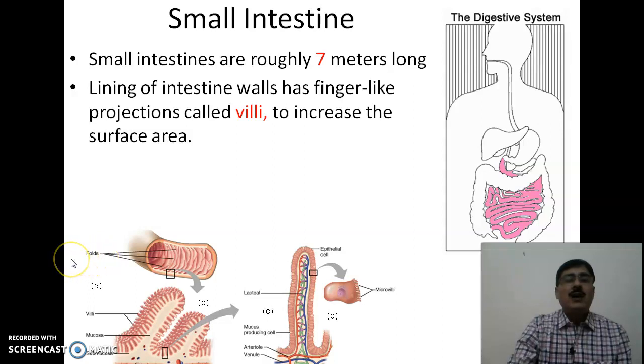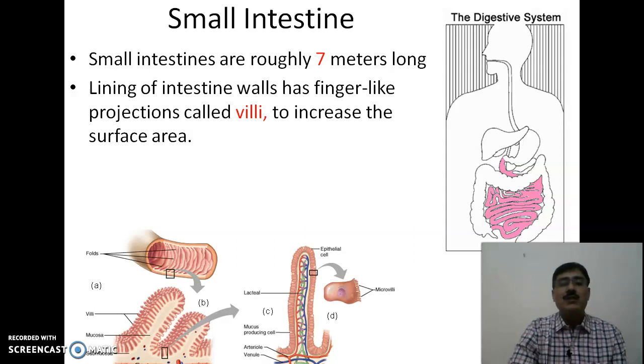the folds are increasing the surface area, and folds have villi and villi have microvilli, and there is the presence of lacteals, which are basically the blind endings of lymph vessels. So basically the intestine is responsible for the maximum amount of digestion.